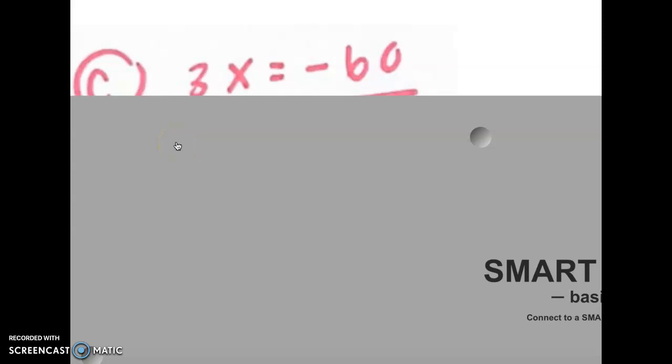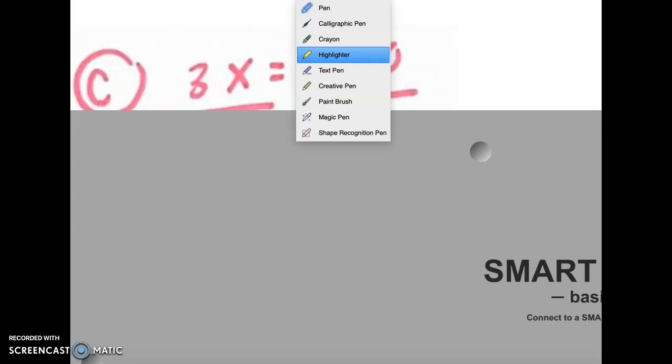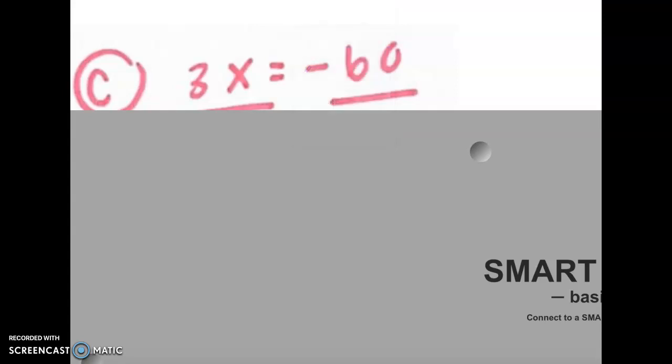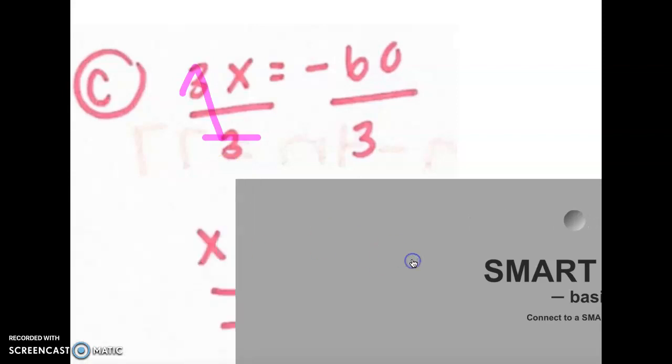All right, for question C, it says 3x equals negative 60. Now remember, when we have that 3x, that's like 3 times x. So we need to ask ourselves, how do we undo multiplying by 3? To undo multiplying, you divide. So we're going to divide both sides of the equation by 3. When we do that here, 3x divided by 3, these 3's make a big 1. So we're just left with 1x on the left-hand side, which we typically just write as x. We don't need to put that coefficient of 1 there.